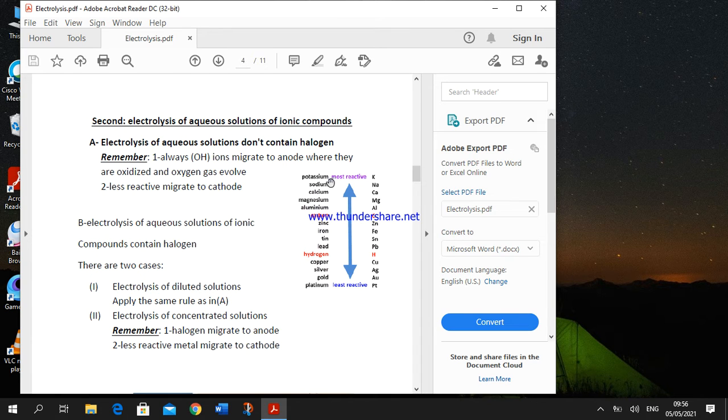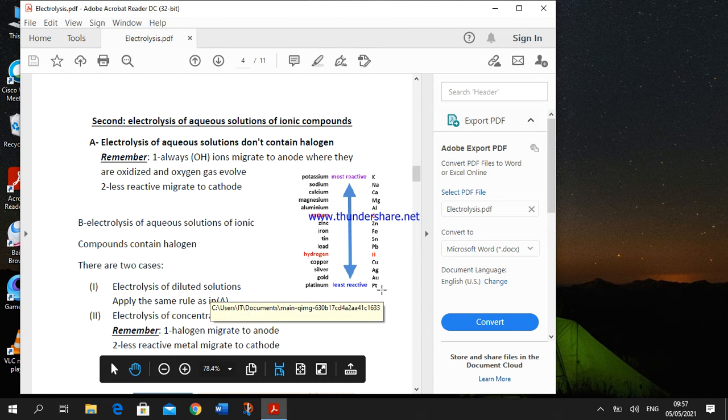In the chemical activity series, any metal that precedes carbon is considered the most active metal. So potassium, sodium, calcium, magnesium, and aluminium are the most active metals. Zinc, iron, tin, and lead are less active metals, and after hydrogen we have copper, silver, gold, and platinum, which are known as poorly active metals.